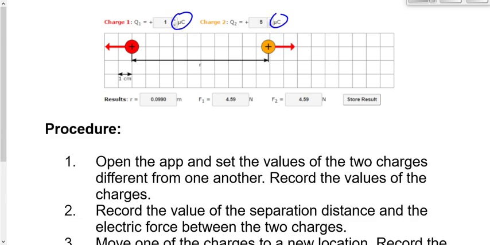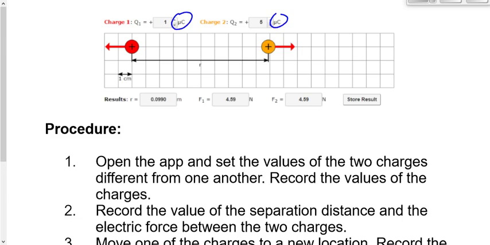I want you to change one or both of those values so that your charges are different from one another. I don't care if they're 1 and 5 like I have up here, or whether they're 1 and 7 or 2 and 3. Okay, whatever you want to do, just make the charges different from one another. But once you make the charges their values, keep those values the same for the rest of the experiment.